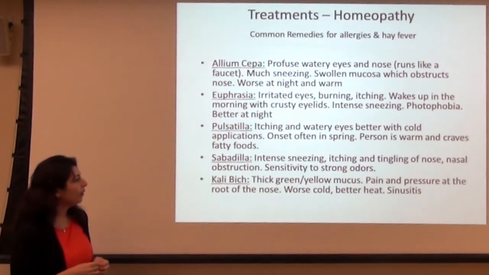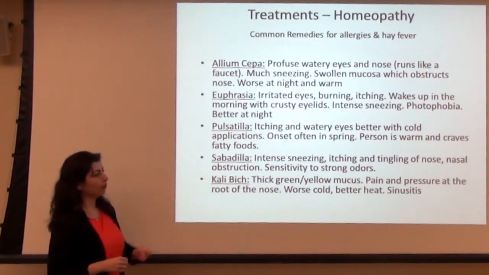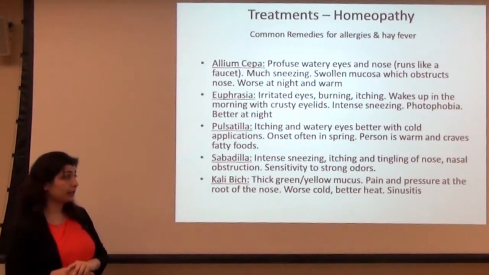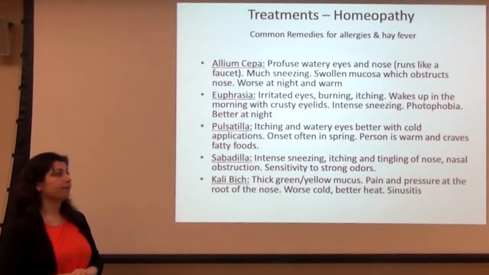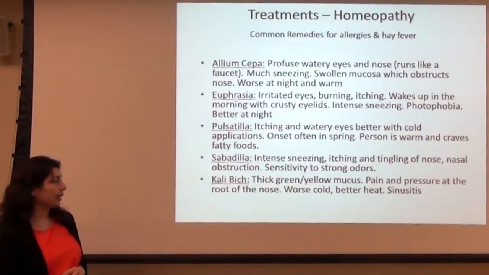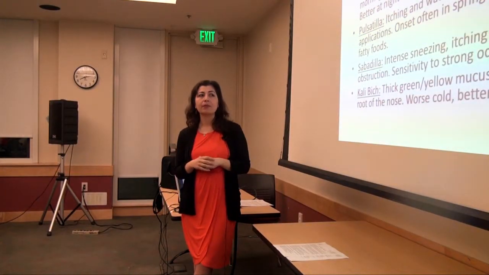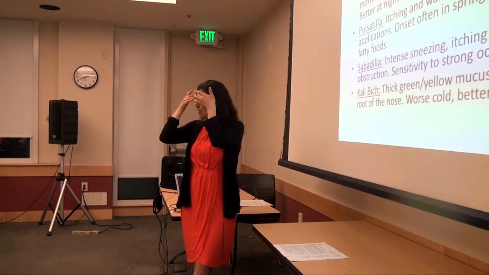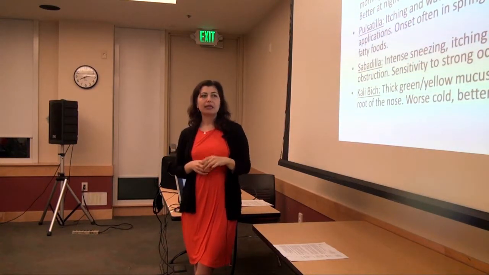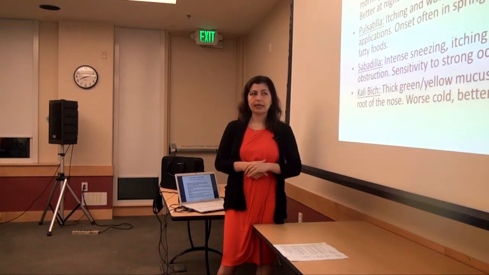There's some nasal obstruction, and then they tend to be really sensitive to smells. And then another one, this fits not only allergies, but it's a really good one for chronic sinusitis, which is more infectious. So you can see Kali bichromicum is the remedy, and it tends to be with thick green mucus that puts pressure in the sinuses, and there tends to be pain around the root of the nose. Sinusitis is a big one.